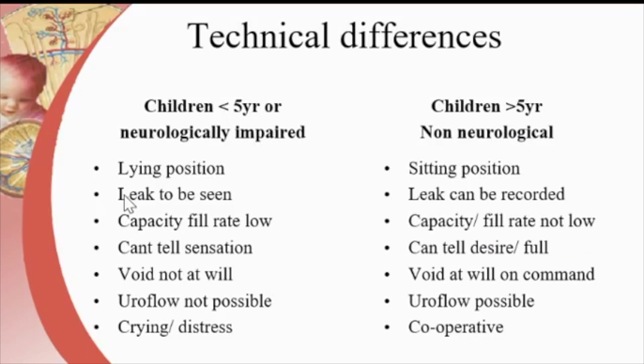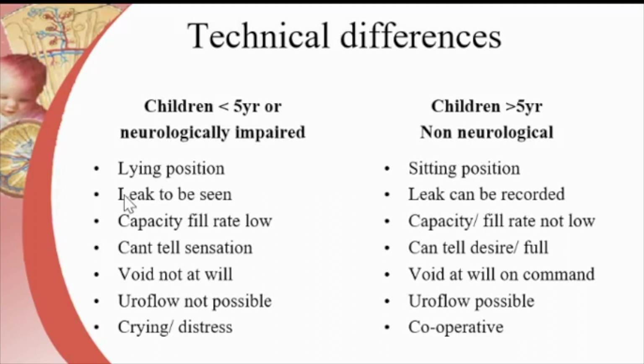Now there are a couple of differences between urodynamics in children less than 5 years or neurologically impaired, and in children older than 5 years, non-neurological patients or adults. In little children, we always tend to do the urodynamics in lying position, whereas in adults and older children, it is a sitting position. In little children, the leak has to be seen. You have to make sure that you are watching that area, whereas in adults or in older children, you can measure the leak in the uroflowmetry below.